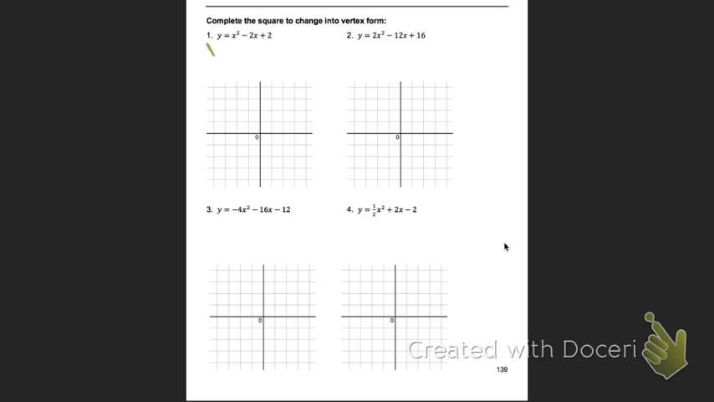I'm going to say x squared minus 2x plus blank equals -2 plus blank. Cut that in half. What's half of -2? -1. So x minus 1. And then what do I put in each blank? 1, 1. So x minus 1 squared equals -1. Now, for it to look like vertex form, you move that number back over. So I would say y equals x minus 1 squared plus 1.